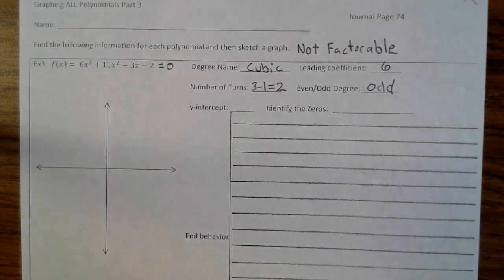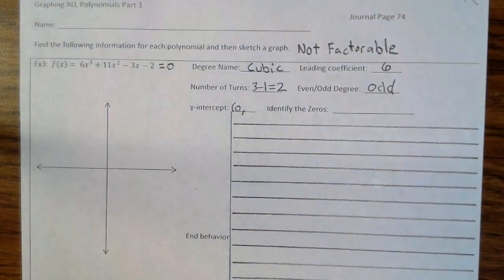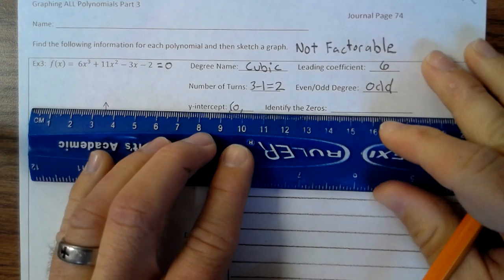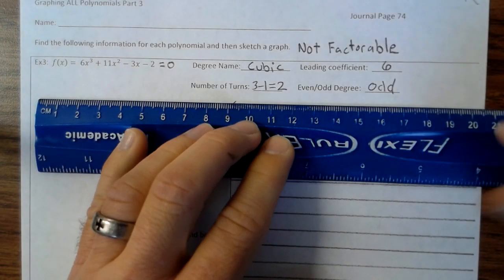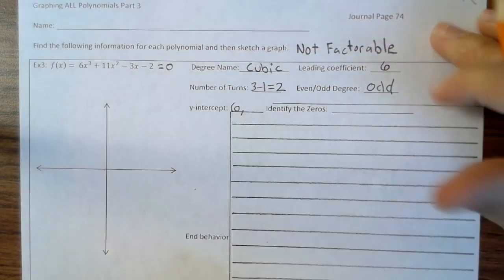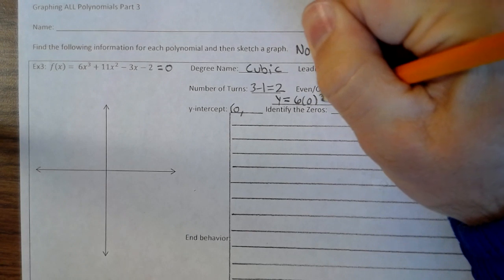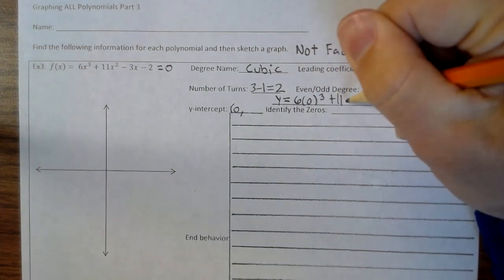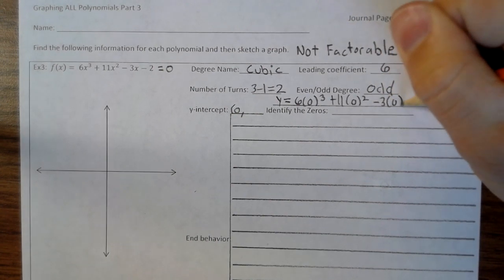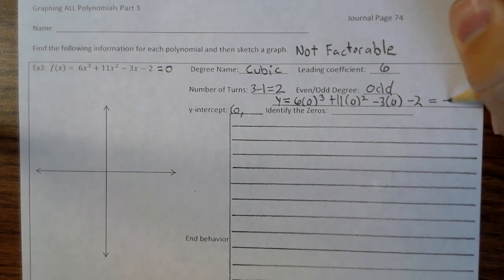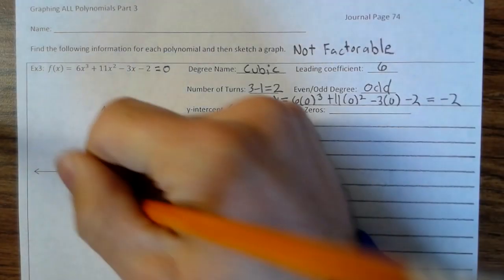Okay. And then the y-intercept is when x is 0. So y equals 6 times 0 cubed plus 11 times 0 squared minus 3 times 0 minus 2, so that equals negative 2. So your y-intercept is (0, -2).